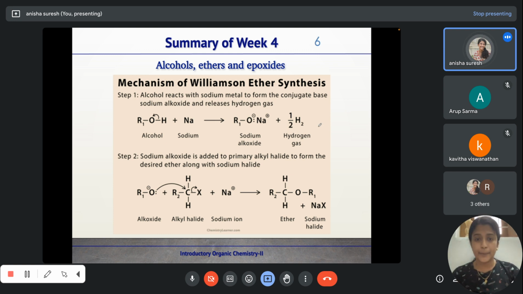So the order will be primary greater than secondary greater than tertiary. So preferably primary alkyl halides are used for Williamson ether synthesis. Clear? Yes, ma'am.